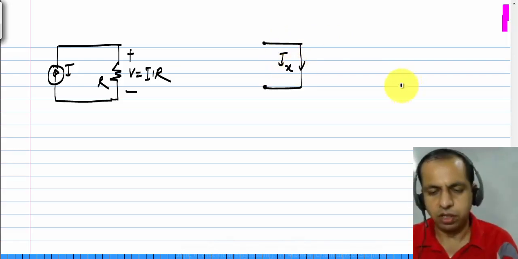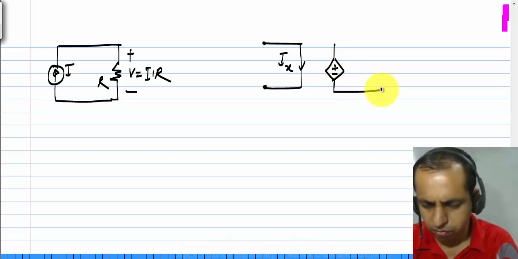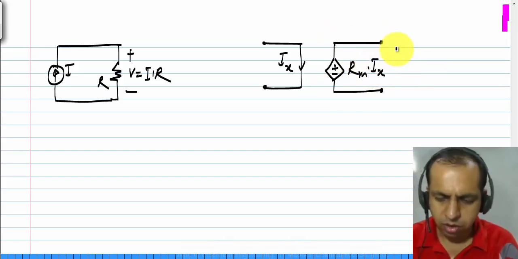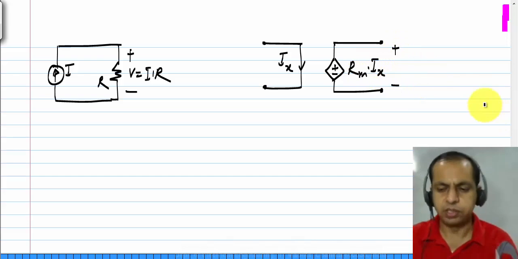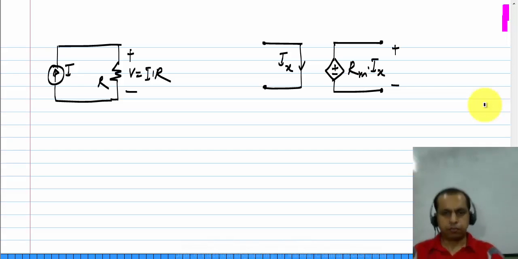There is a certain current Ix. This will produce a voltage which is Rm times Ix between these terminals. Okay. Now, what do I want to realize a resistor?